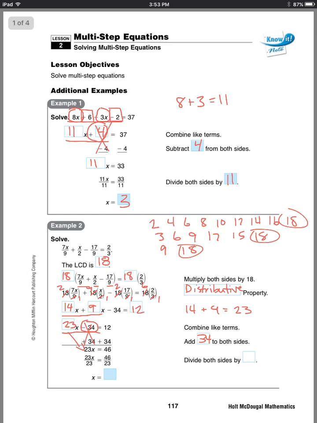Then I'm going to divide both sides by the coefficient, which in this case is 23. These cancel, leaving me with just x, and 46 divided by 23 is 2. Okay, so find the least common denominator, multiply each fraction by your least common denominator, and then solve just like a multi-step equation, where you add like terms, move the constant, divide by the coefficient.